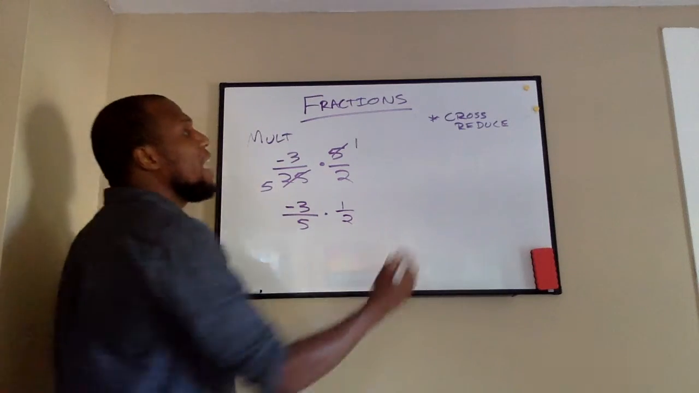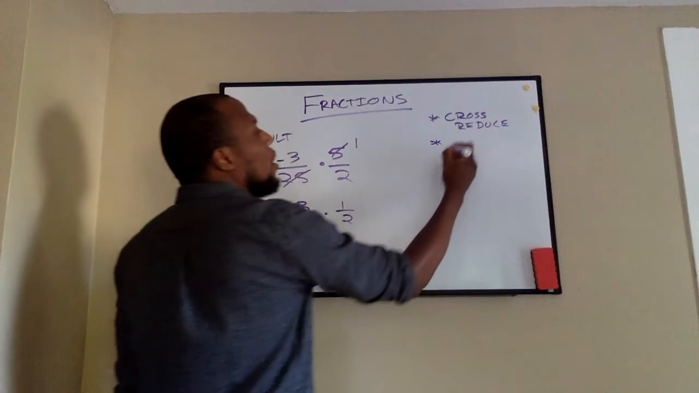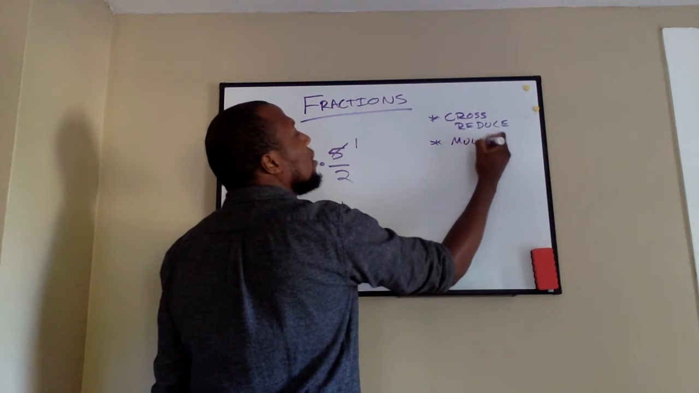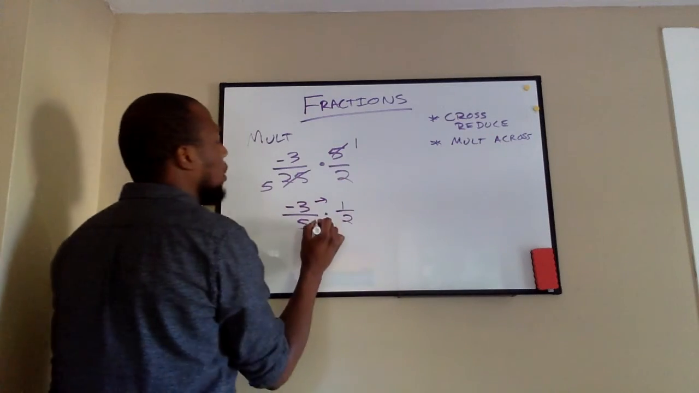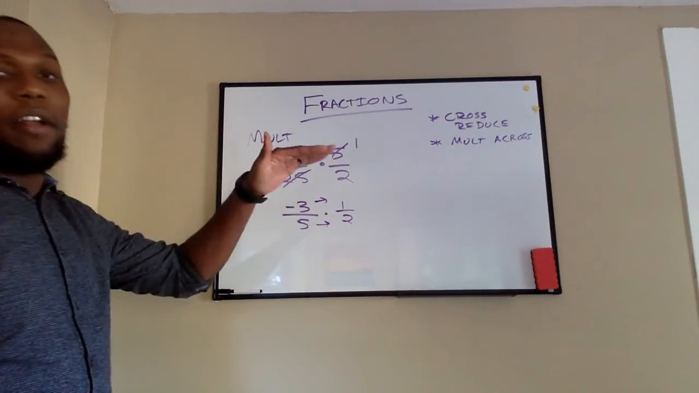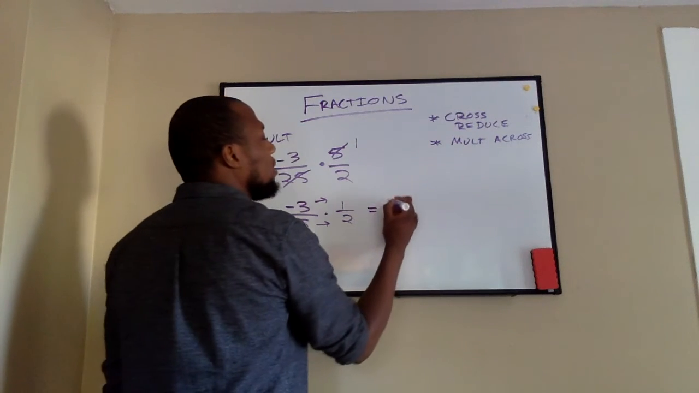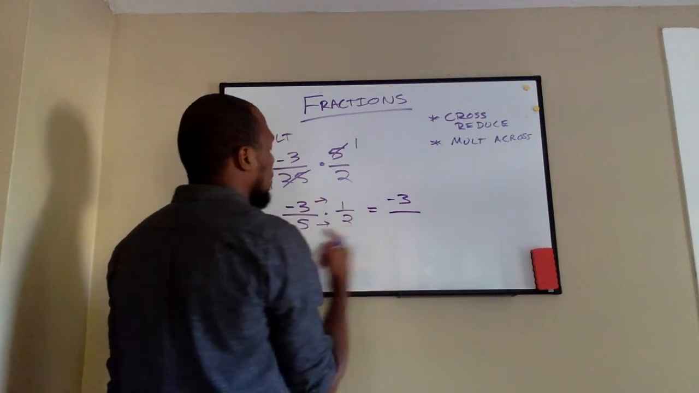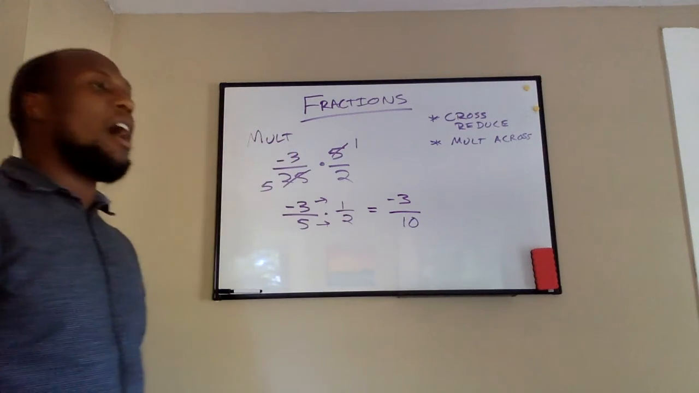Then when we actually do the multiplication, we're just going to multiply across, straight across the numerator and straight across the denominator. So negative 3 times 1 gives us negative 3 in the numerator. 5 times 2 gives us 10 in the denominator.